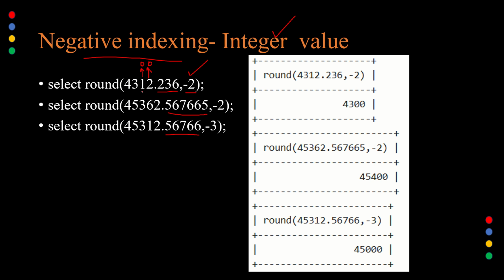Then what we can do is check the digit. 1 is less than 5, so this can be preserved as such. So the answer would be 4300.